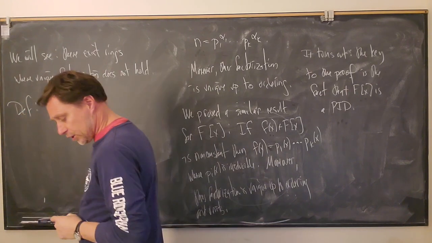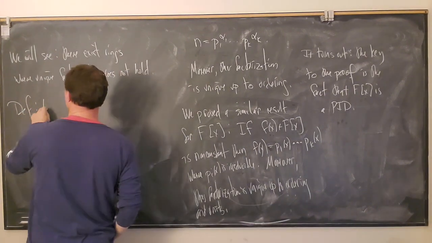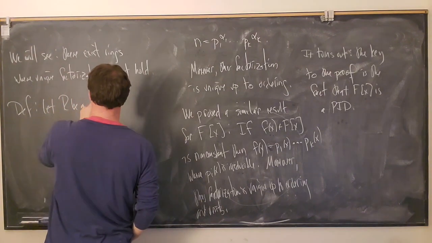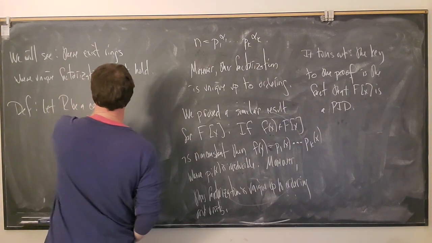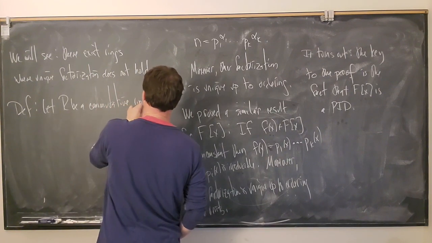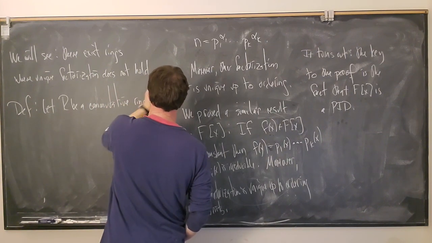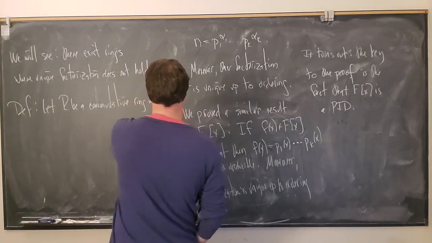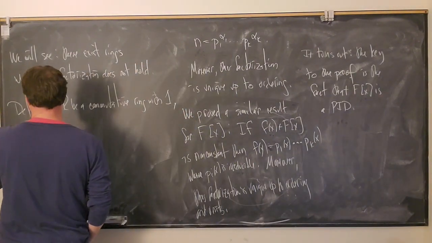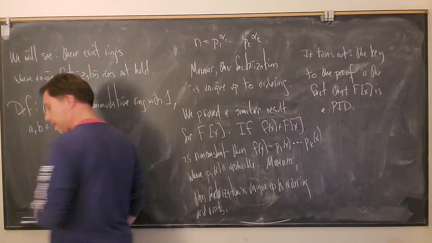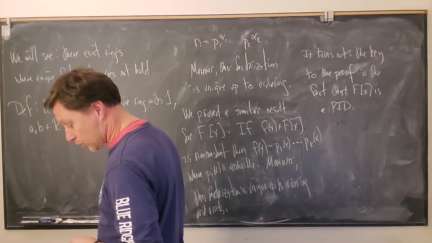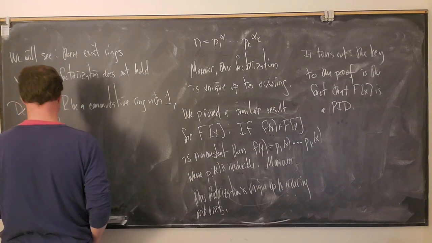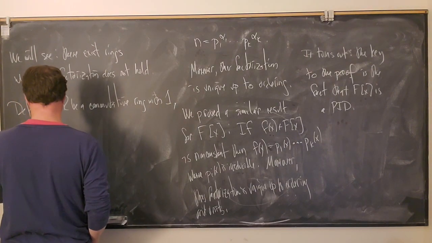So now a few definitions. Let R be a commutative ring with one. And then I need a couple of elements, so let's say little a and little b in capital R. Two parts of this.